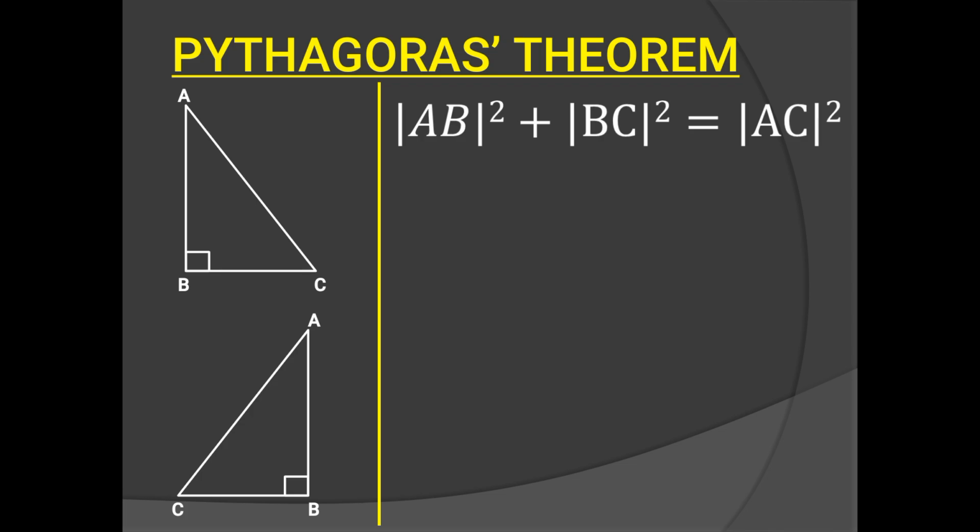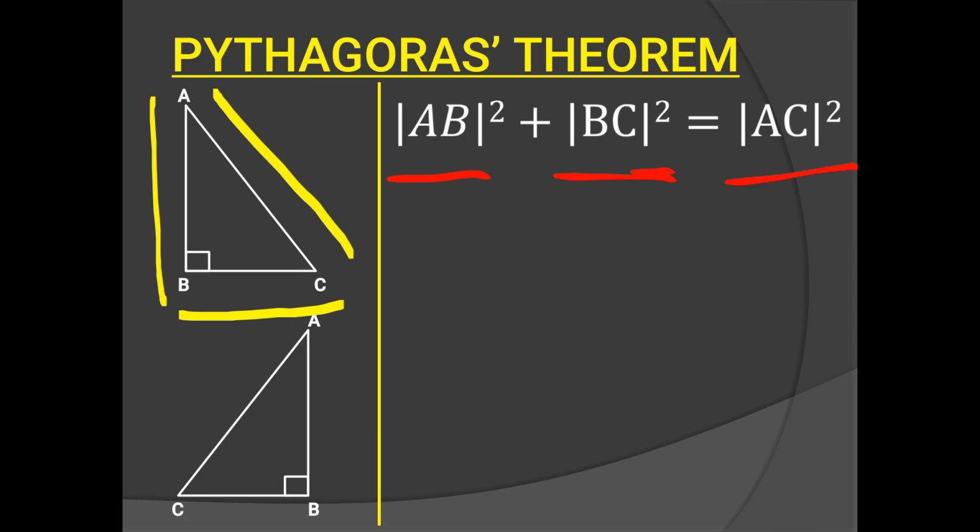So like I have here, AB squared, which is this side, plus BC squared, which is this side, the base. So AB is the height, BC is the base, and that should be equal to AC squared, which is the hypotenuse.